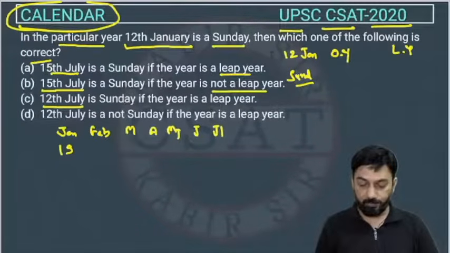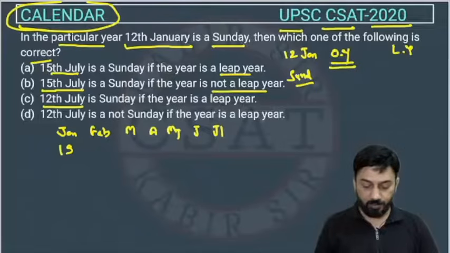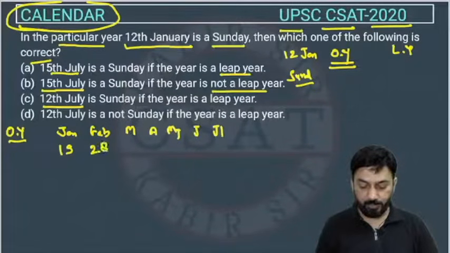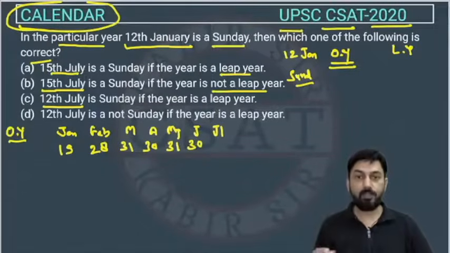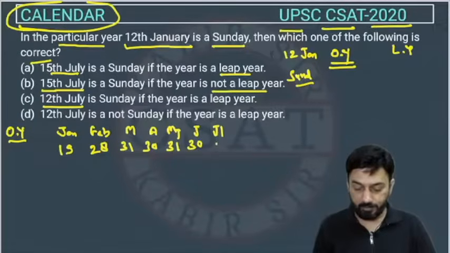Now in February, I am considering first an ordinary year. So in an ordinary year there will be 28 days in February. In March there will be 31 days, right? In April there will be 30 days. In May again 31. June 30 days. And in July we are computing for 12th July, so 12 days we will write.